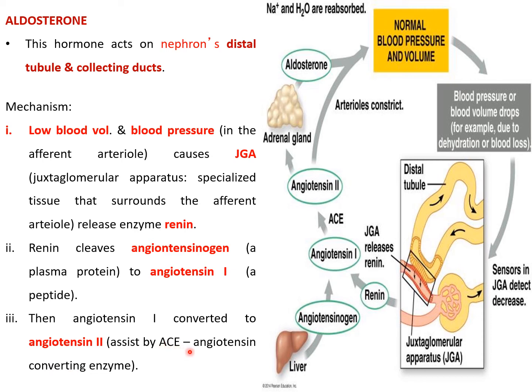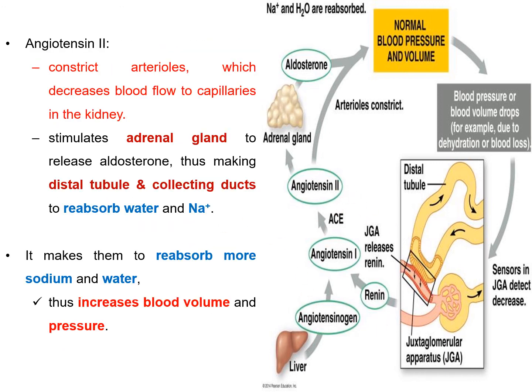So kalau kita tengok kat diagram yang ada pada sini, kat diagram awak ni, JGA releases the enzyme renin. Okay, so renin will cleave this protein, which is angiotensinogen, to become angiotensin 1. Lepas tu enzyme ni, ACE, angiotensin converting enzyme, convert angiotensin 1 kepada angiotensin 2. Okay, so ini awak kena fahamkan, baca dan tengok, refer to your diagram.